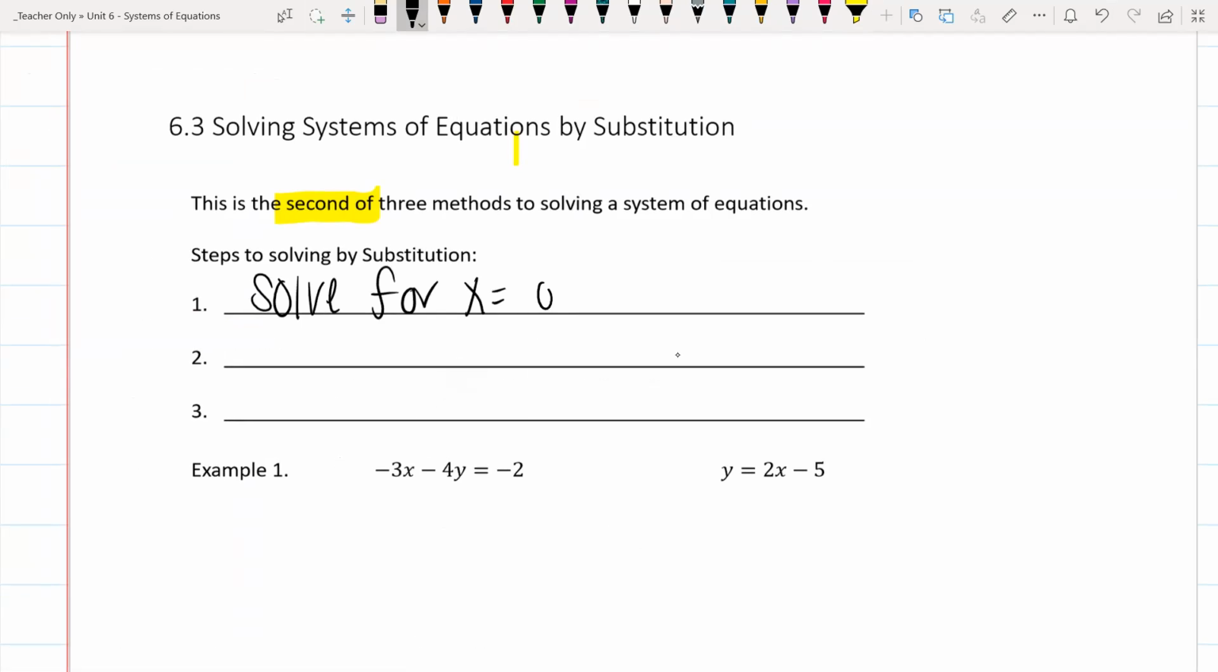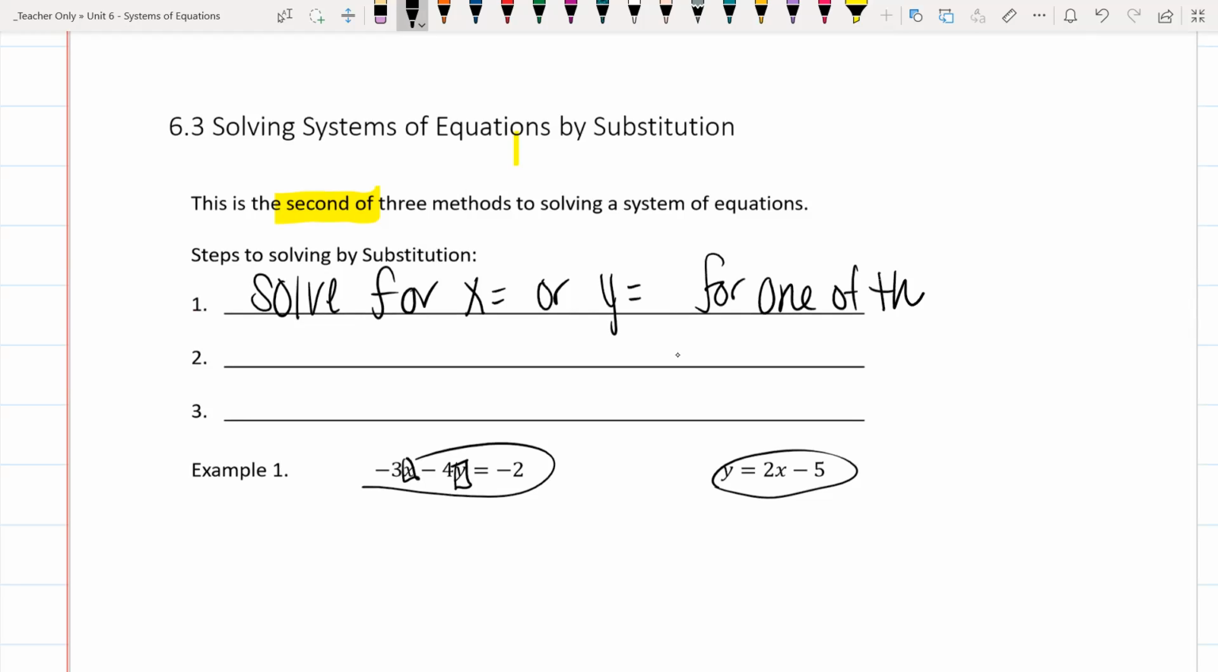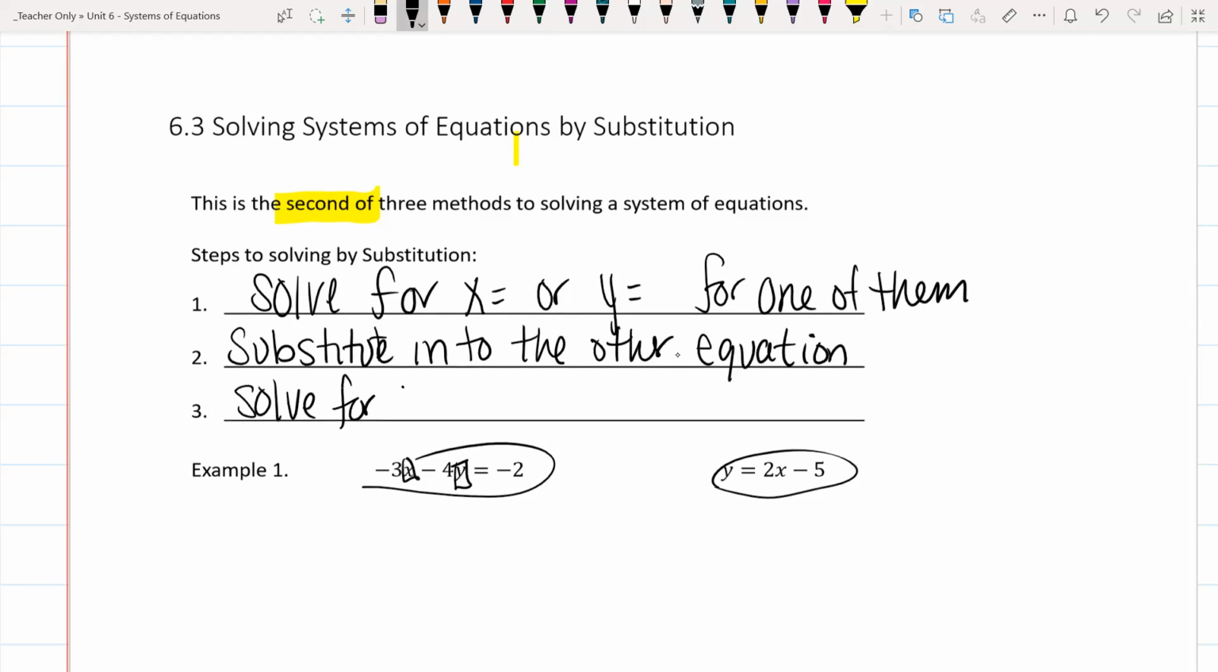x equals, y equals. So we want to take these equations and we either want to get y alone or x alone, only for one of them. Once you do that, you then plug it in or substitute into the other equation. And then you solve for x and y.